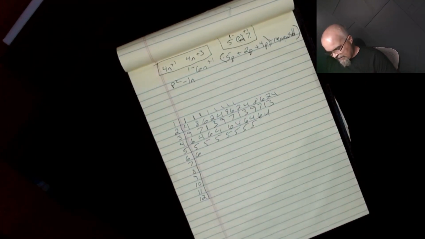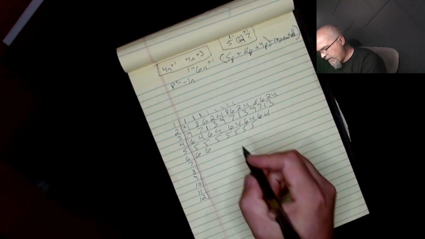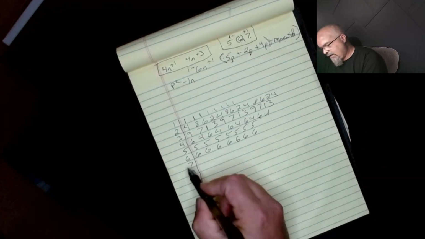36 times 6 equals 216. 216 times 6 equals 1296. And again, these are all going to be 6s. Right?